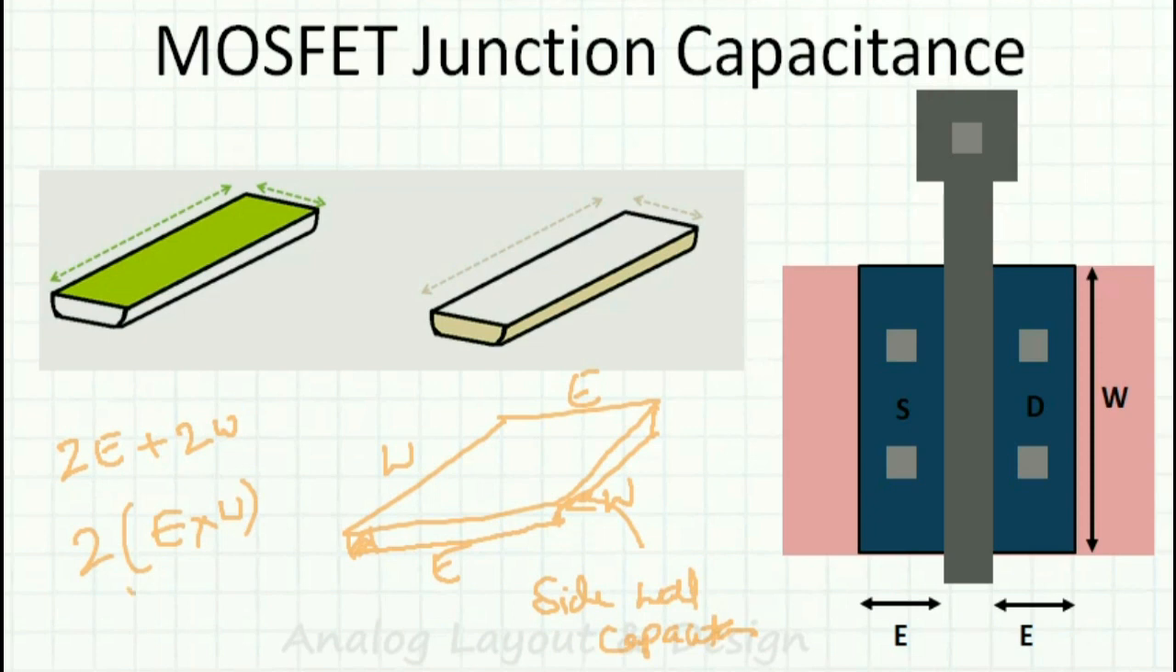So the unit one will be Cj side wall into 2 into E plus 2 W is the capacitance. Okay, so this is the total capacitance of side wall. So in junction capacitance, what we have? We have two types of capacitance. One is the bottom plate, one is the side wall. Two types of junction capacitances. Hope this is clear.